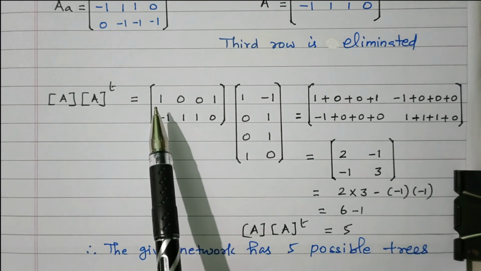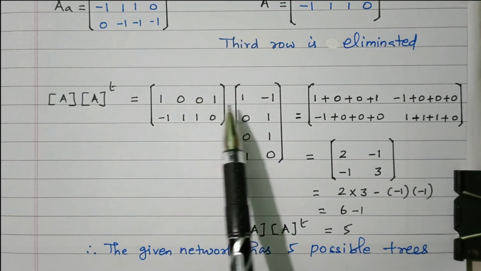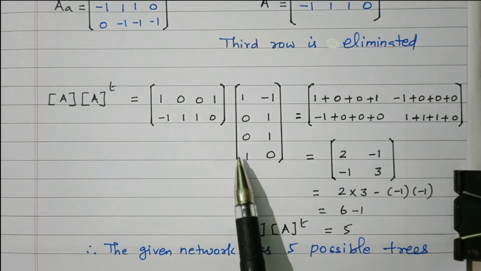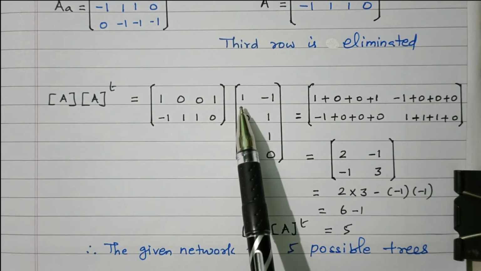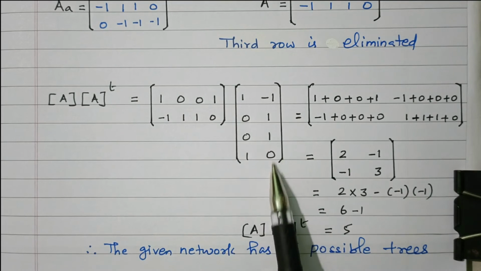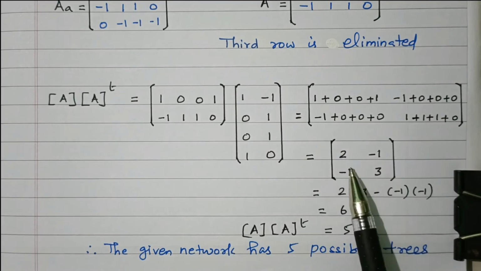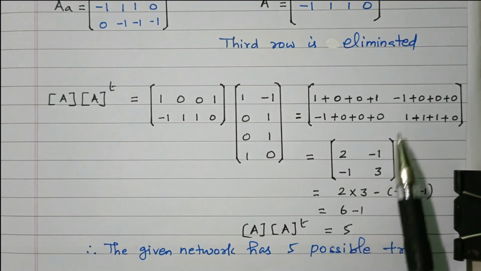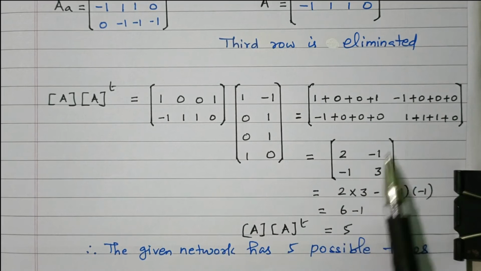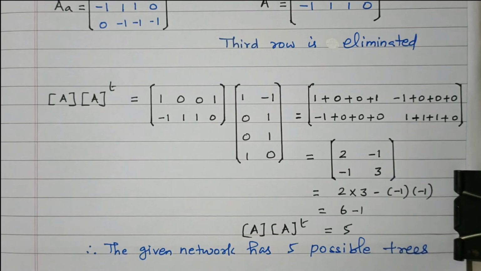Right? First row elements multiplied with first column elements, then second column elements. Second row elements multiplied with first column elements and second column elements. So we get the 2 cross 2 matrix. So 1 plus 1 is 2, here minus 1, here minus 1, and 1 plus 1 plus 1 is 3.